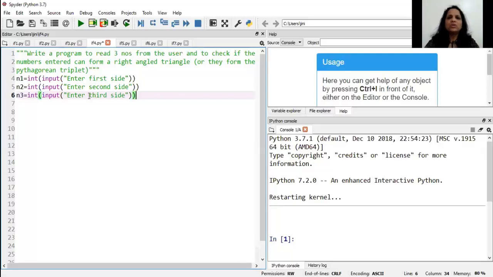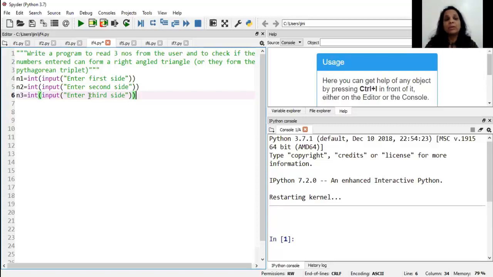And I don't think you need any explanation regarding how to read numbers from the user. So I've told him enter the first side, enter the second side, enter the third side. I've just said sides. I've not said base, height or hypotenuse because they just said read 3 numbers. Now we have to check if these 3 numbers can form a right angled triangle.